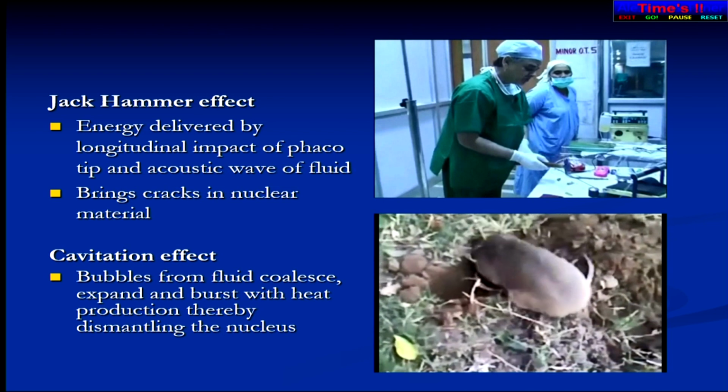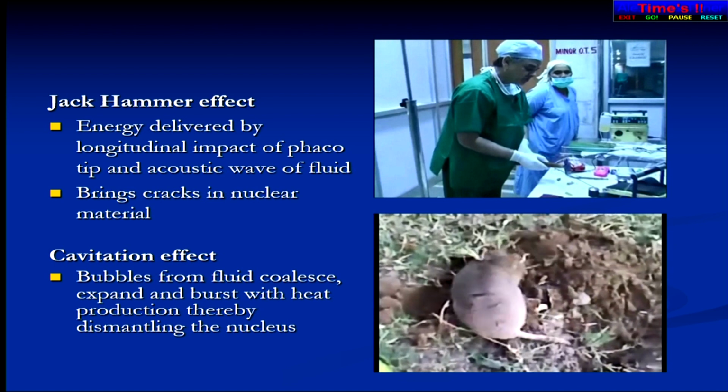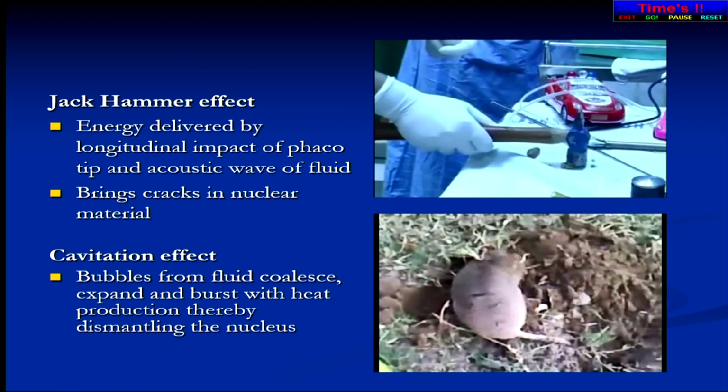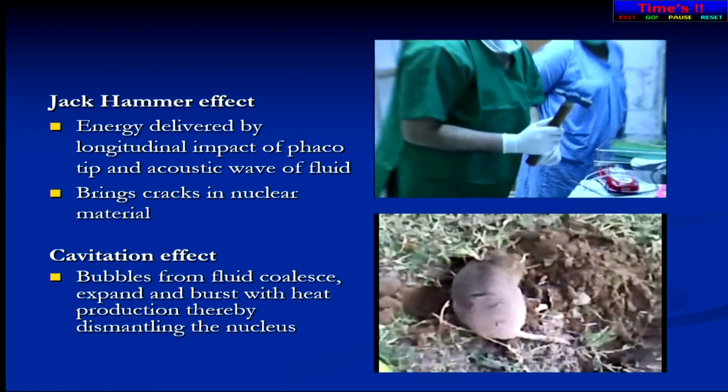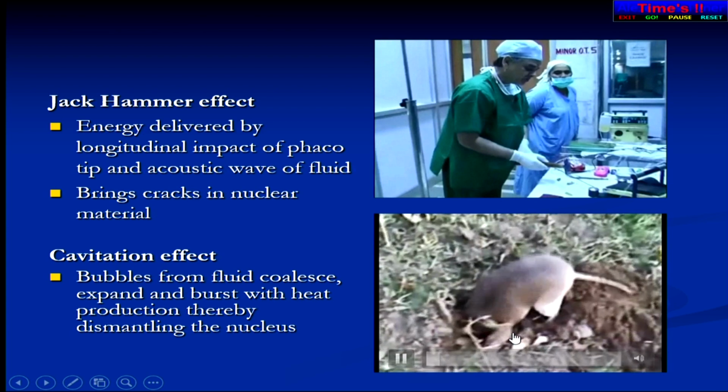So Phaco works in two ways, cavitation and jackhammer. Jackhammer is Phaco power, and cavitation is when this tip moves and produces vacuum, and then with the vacuum a lot of fluid comes and breaks the nucleus. So this is cavitation. This rat is doing cavitation, and that is jackhammer. Small 30%, 100%, so that breaks it. And cavitation is like what the rat does.